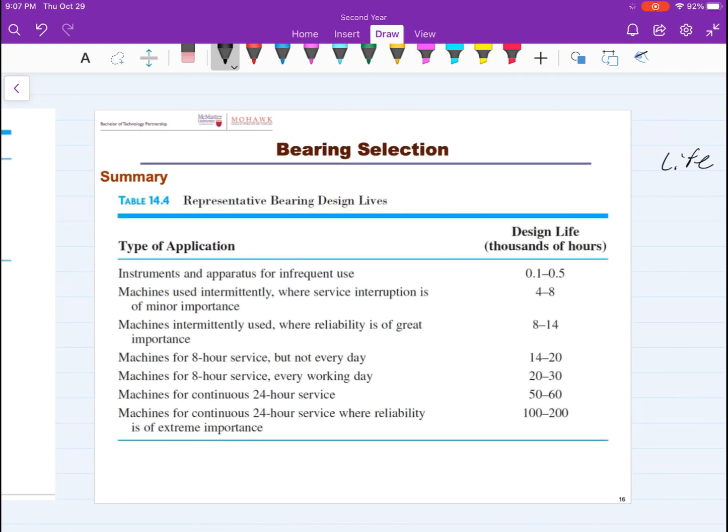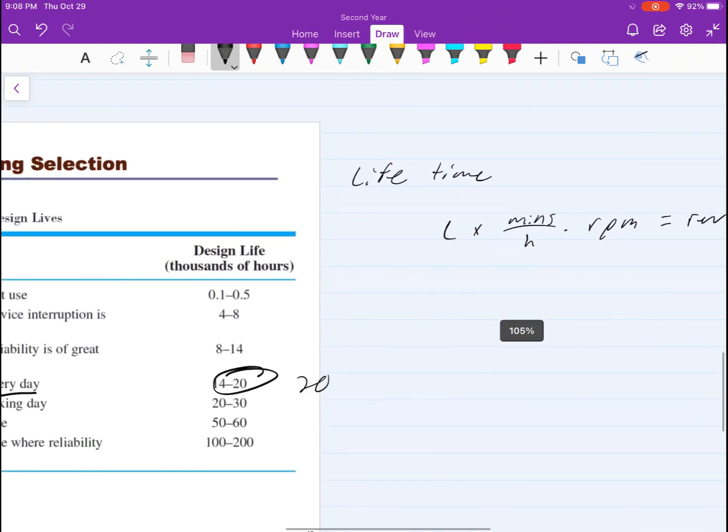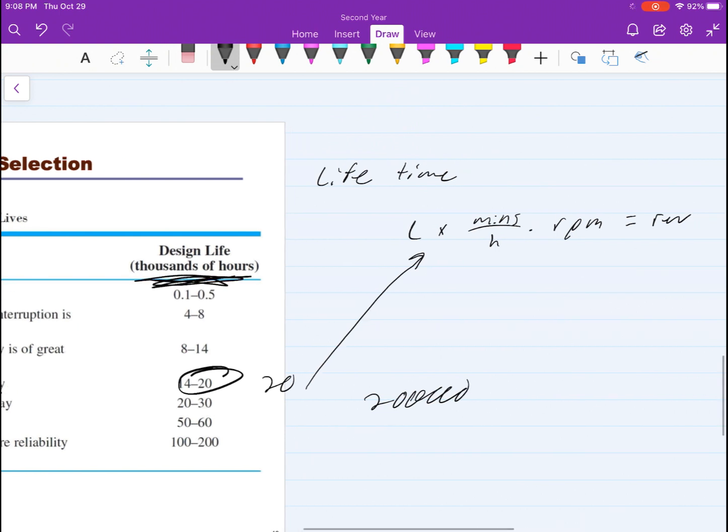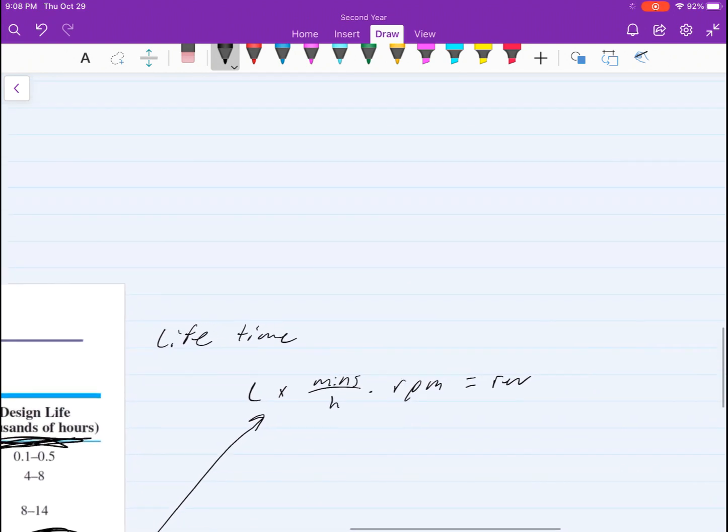And lastly, for bearing selection, based on what you're given for how much the machine is used, you're going to select the design life. If we were given machines for 8-hour service, but not every day, then we would have 14 to 20. If it was moderate, you would pick maybe 20. That would be your lifetime value, which is L. So it would be 20,000, because it's in thousands of hours.